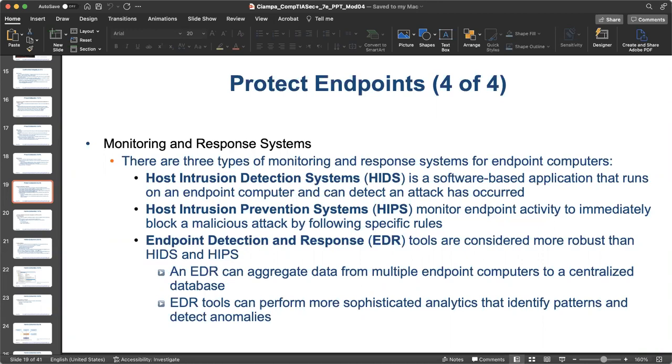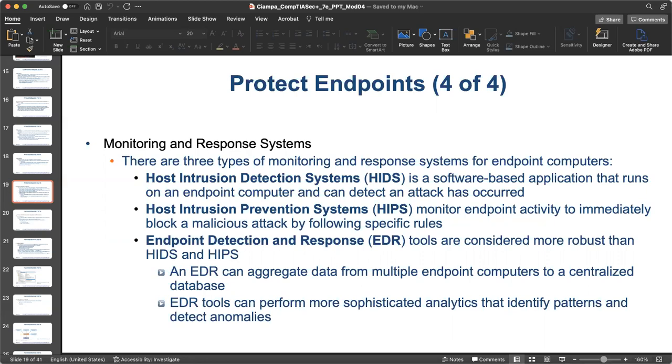Third one, the EDR. These are tools which are really similar to HIDS for the monitoring and very similar to HIPS for preventing an attack. So EDR tools are considered more robust than both in the sense that an EDR can aggregate data from multiple endpoint computers to a centralized database so that security professionals can further investigate and gain a better picture of events occurring across multiple endpoints instead of just a single endpoint, which you see in IDS, right?